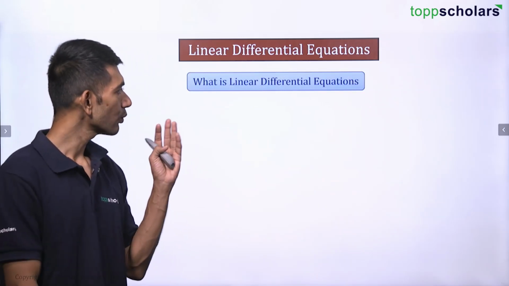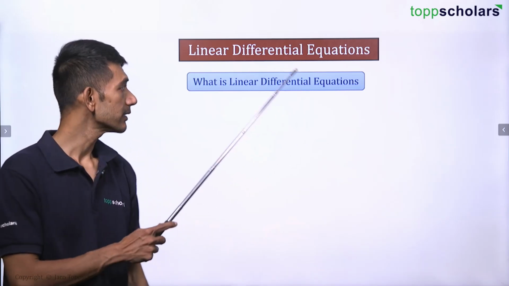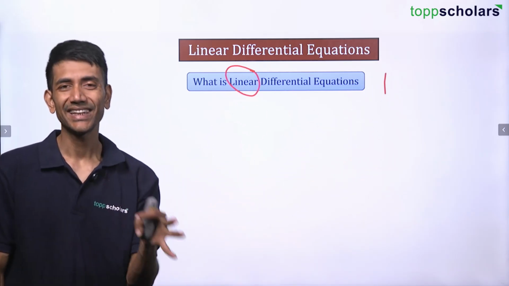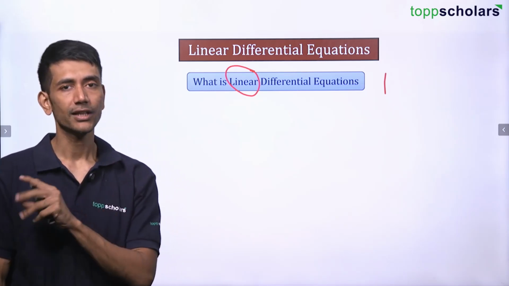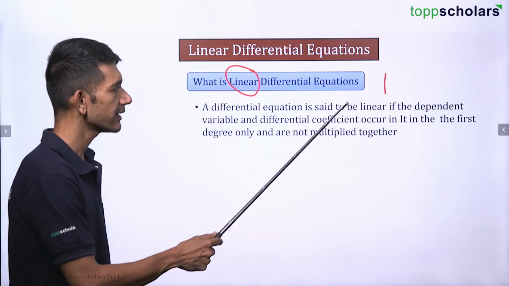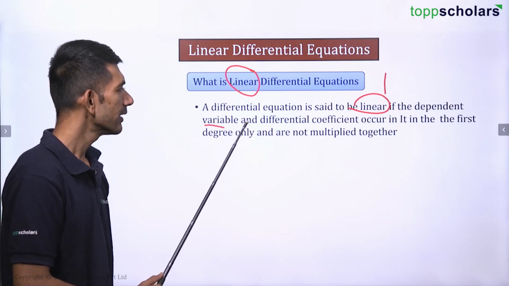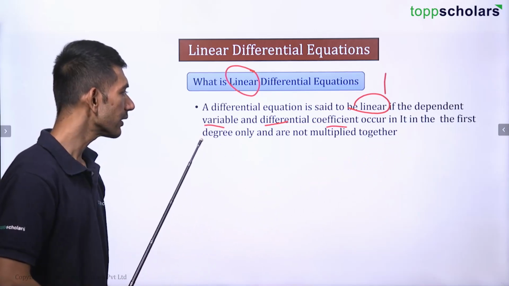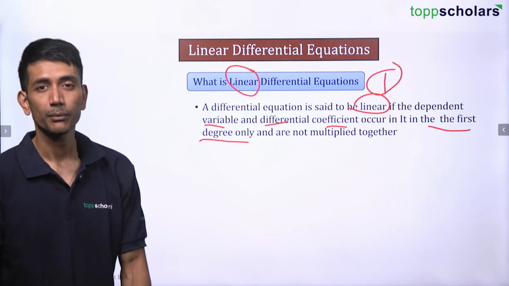Now let us move on to what is a linear differential equation. Okay, what do you understand by the term linear? Linear means 1. So whenever the degree of the equation is 1, it is called a linear differential equation, right? A differential equation is said to be linear if the dependent variable and the differential coefficient occur in it in the first degree only. So as we are talking about 1 here, we are talking about the degree.